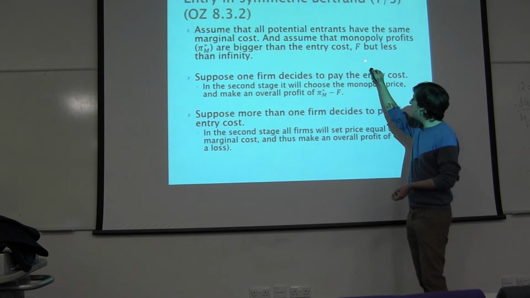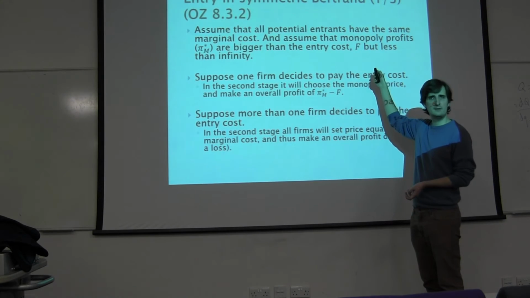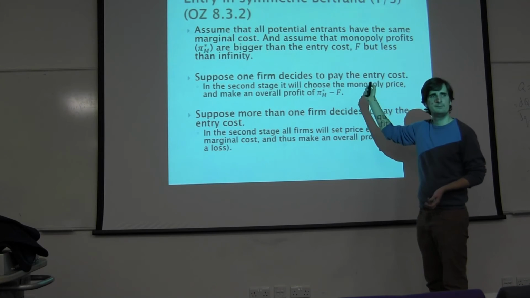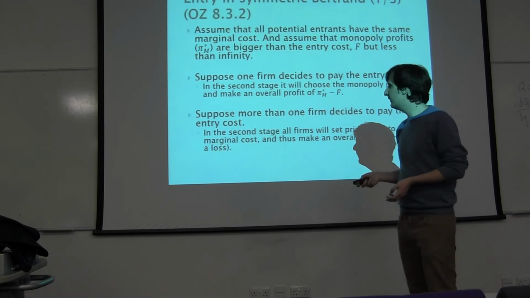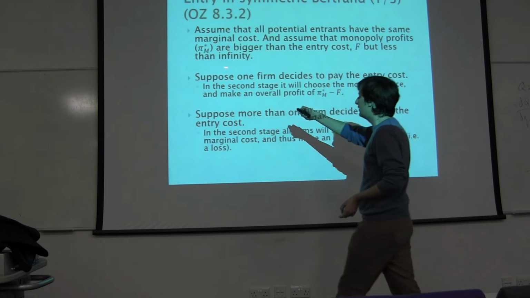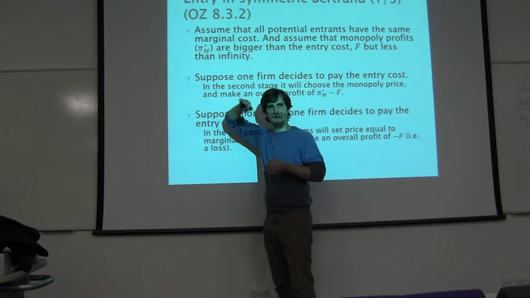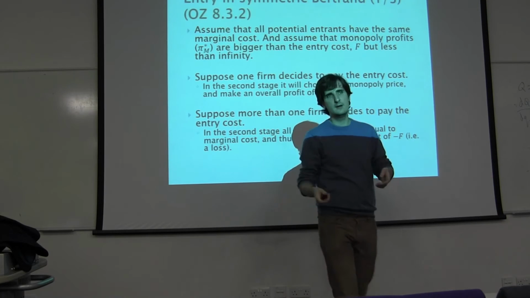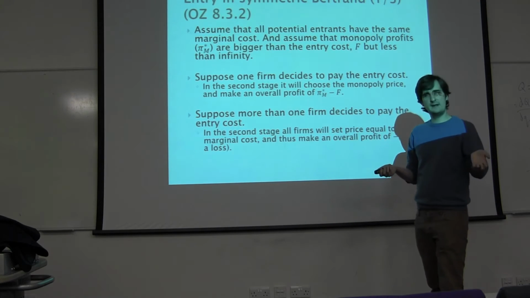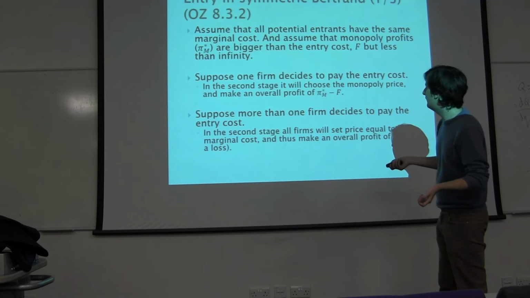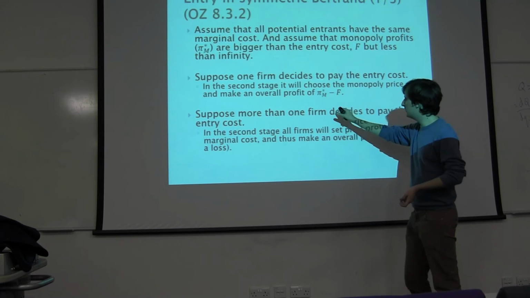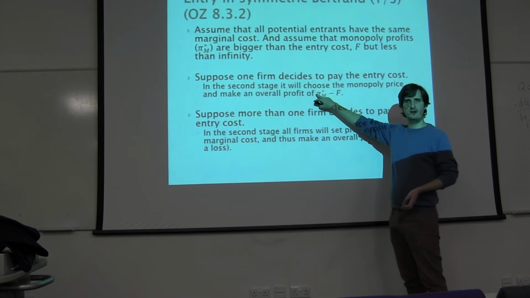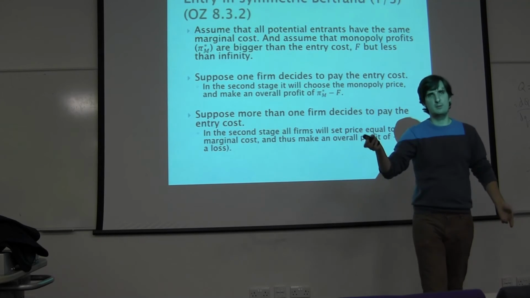And let's suppose that entering the industry costs capital F, where monopoly profits are bigger than the cost of entering the industry. When I talk about monopoly profits, this is monopoly profits not including the entry cost. This is monopoly profits from the production period only. Okay. So if one firm enters, they get total profits of pi m star minus F. This is bigger than zero, so they're happy, they make positive profits.